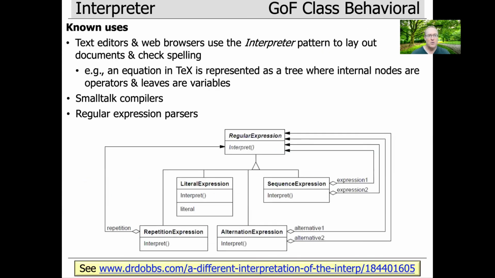There's a number of known uses of the interpreter pattern. The Gang of Four book gives a bunch of examples, from text editors to web browsers to the TeX typesetting program. Various compilers, such as Smalltalk compilers, have applied the interpreter pattern. And there's also some interesting examples of applying interpreter for doing regular expression parsing. You can take a look at the link at the bottom of this slide to see some examples of that.